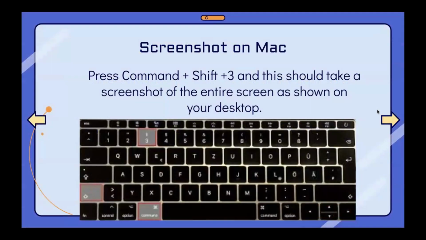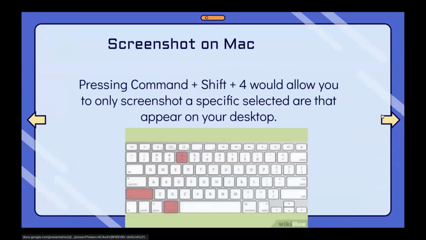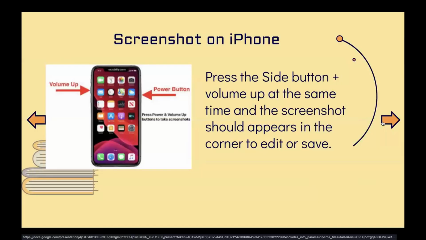Screenshot on Mac. Press Command plus Shift plus 3, and this should take a screenshot of the entire screen as shown on your desktop. Another way is pressing Command plus Shift plus 4. This would allow you to only screenshot a specific selected area that appears on your screen, desktop.